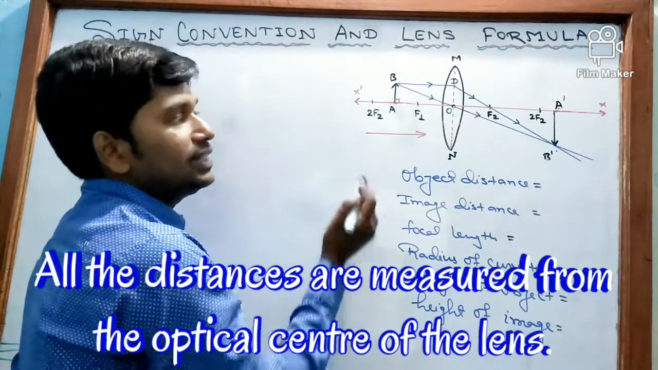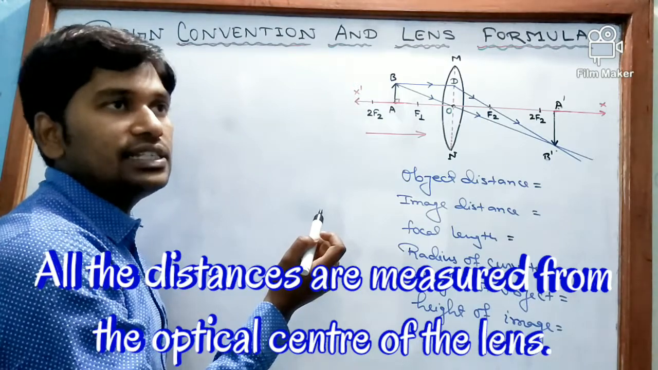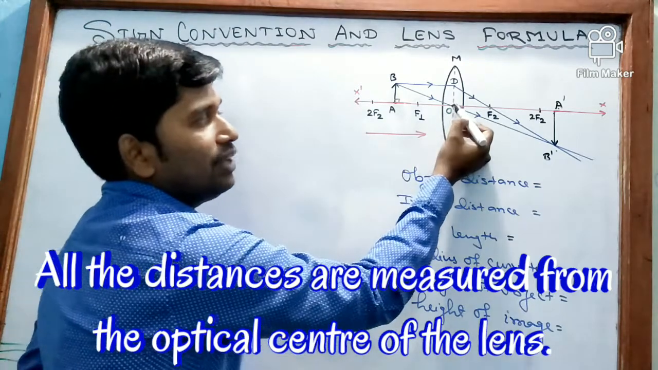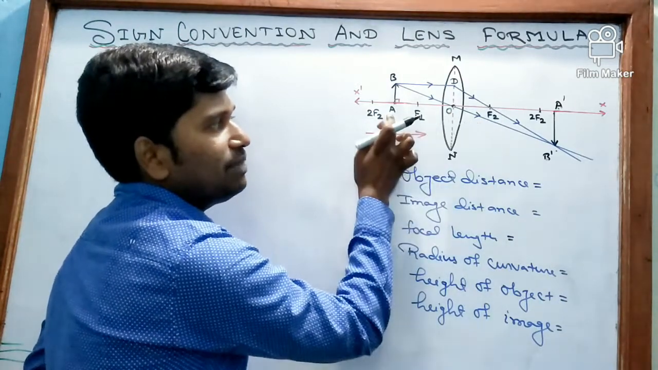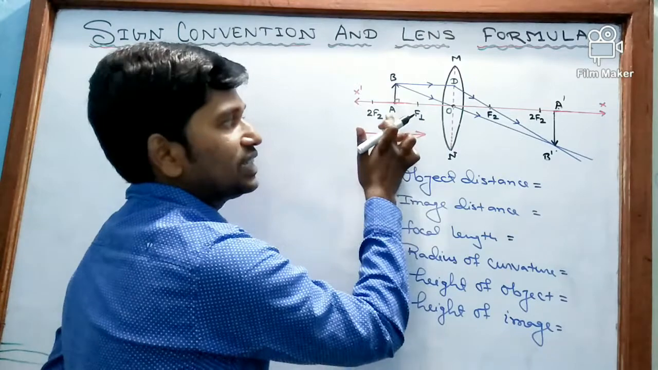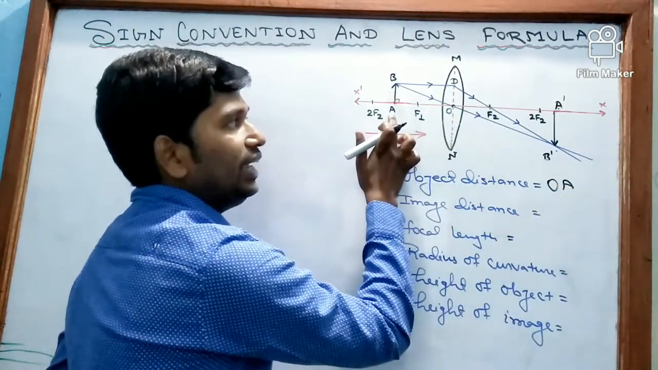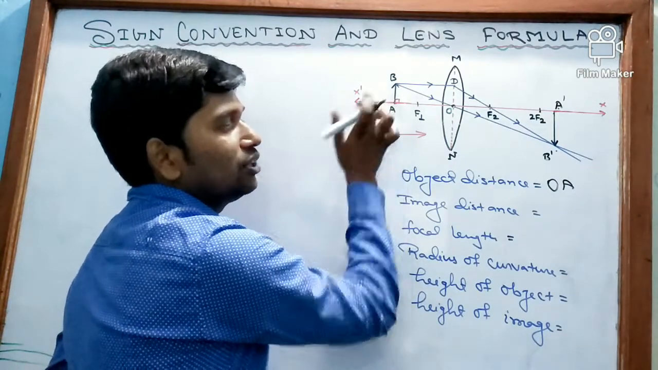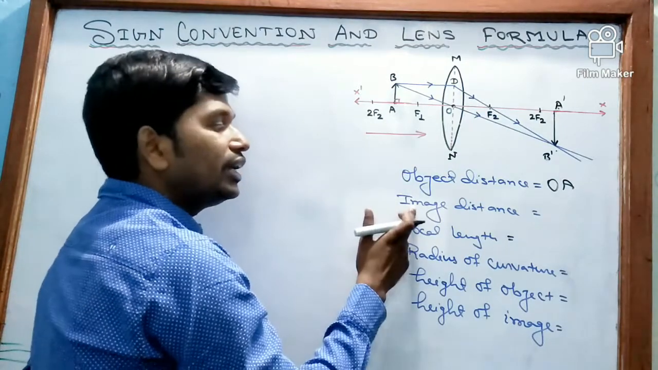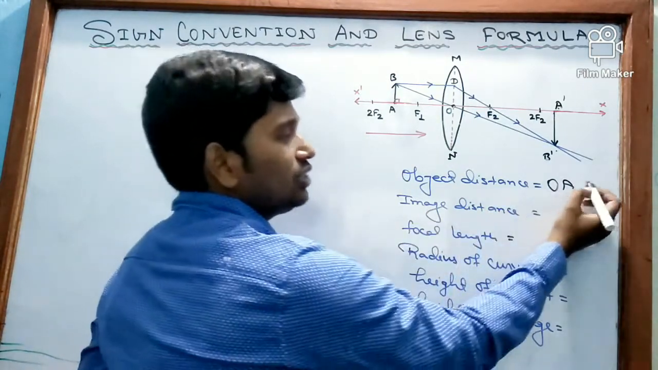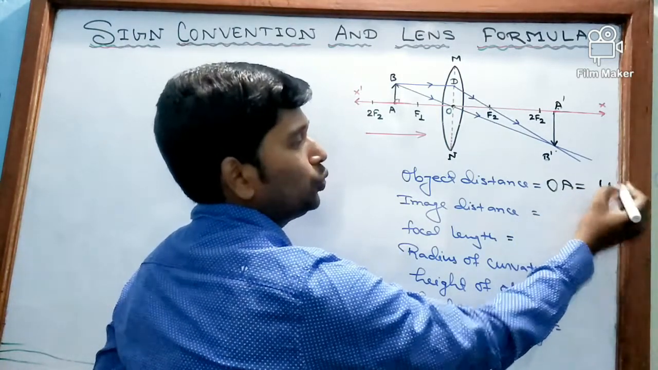Now, as I said, all the distances are measured from the optical center. Means, we will measure the distance OA. Sorry, object distance. So object distance is OA, O to A, as AB is the object. So object distance is from the optical center to the point A. This object distance is measured by OA and it is denoted by U.